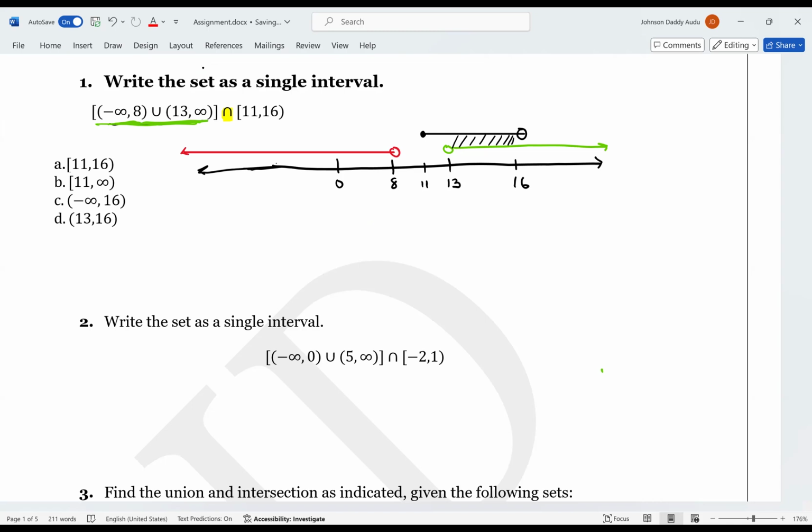As you can see, in this area, there is no intersection, nothing. So here, you don't have any answer from here. So you have an answer here. And you can see in the green, 13 is open, but in the black, 13 is what? Is closed. So since we are looking for intersection, we just take 13 open. Then you get here. Here you can see that 16 is open with the black, closed with the green. So 16 as well will be open. So your answer is 13 to 16.